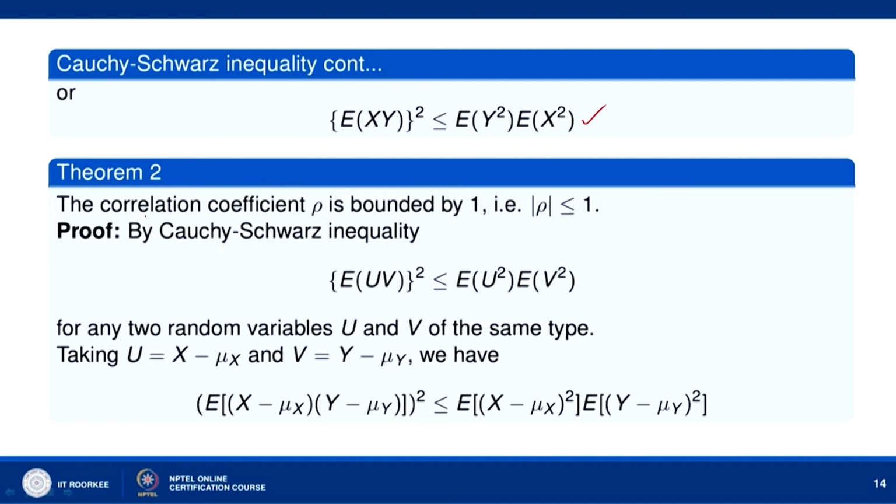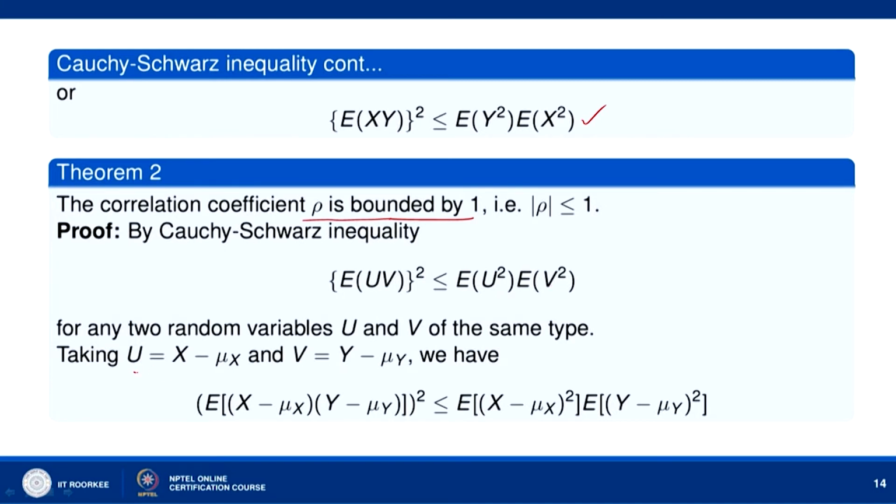Now, let us show that the correlation coefficient rho is bounded by 1, that is, mod of rho is less than or equal to 1. By the Cauchy-Schwarz inequality, if you take any two random variables u and v, then the expectation of uv whole square is less than or equal to the expectation of u square into the expectation of v square.